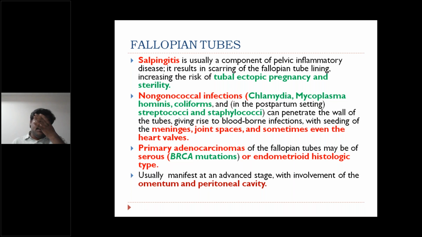The most common infectious agent in women, as you all know, is gonococcus, Neisseria gonorrhoeae, which causes a sexually transmitted disease. Apart from gonococcus, you will also have other infectious organisms like chlamydia, mycoplasma, and coliforms like E. coli. In the postpartum setting, you may also encounter streptococci in hospital wards. They can penetrate the wall of the tubes and give rise to bloodborne infections, seeding the meninges, joint spaces, and sometimes even the heart valve.